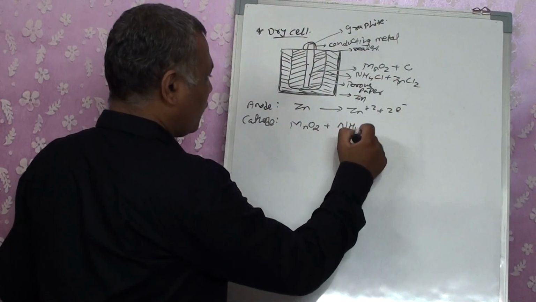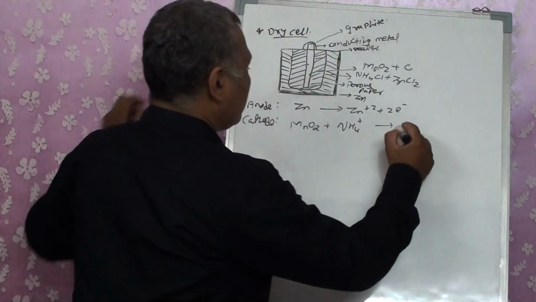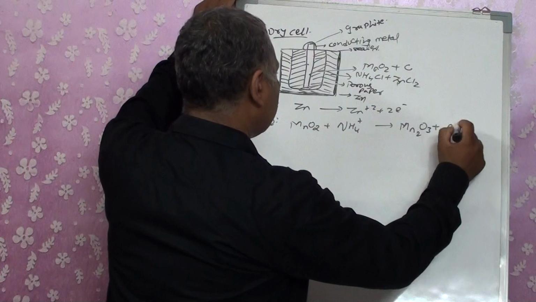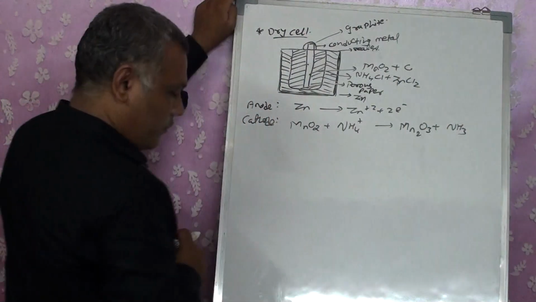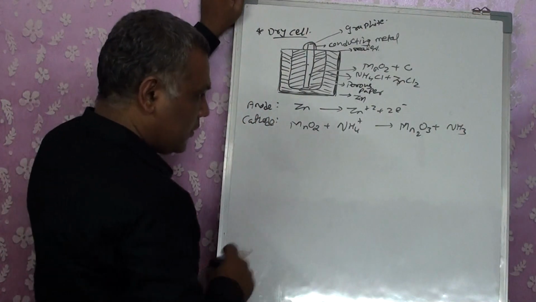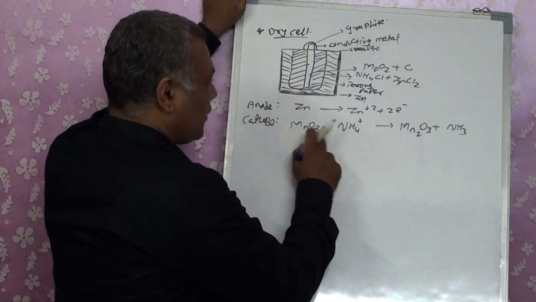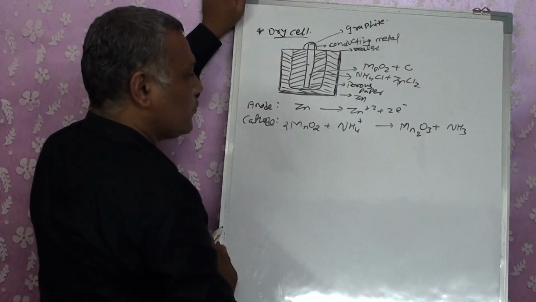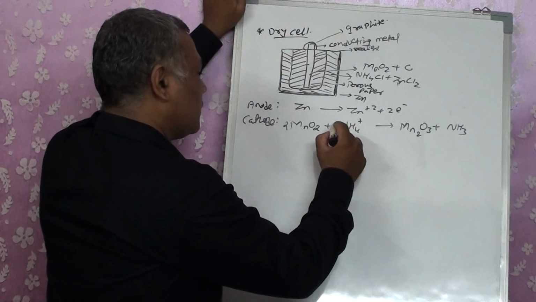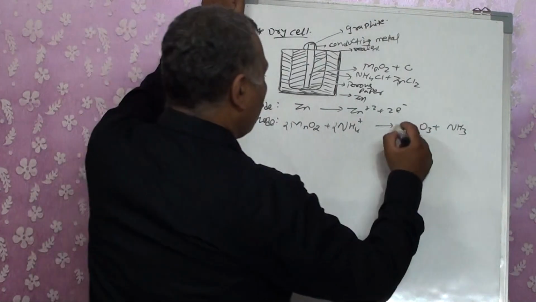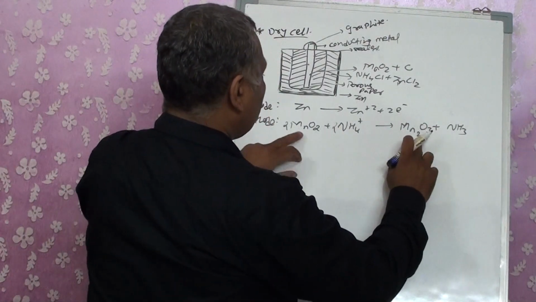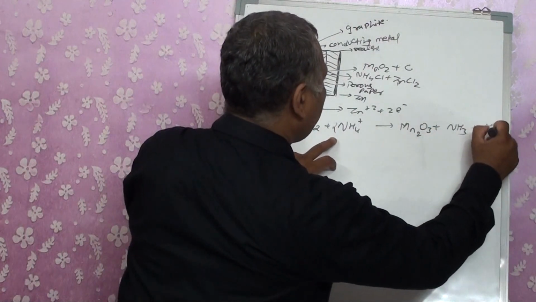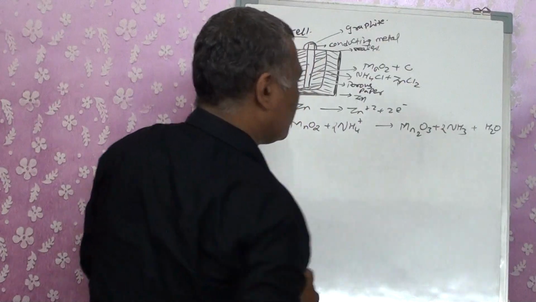plus NH4+ gets converted into Mn2O3 plus NH3. We will have to balance the reaction. While balancing it, what will we get? Here we are getting MnO2. Let's take it as 2 MnO2. Here 2 NH4+. It will get converted into Mn2O3. Of 4 oxygen, 3 are there. 1 is still left. So we will be getting 2 H2.